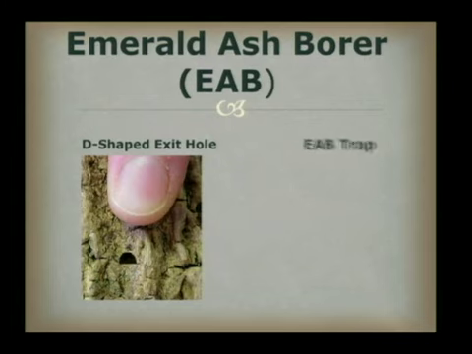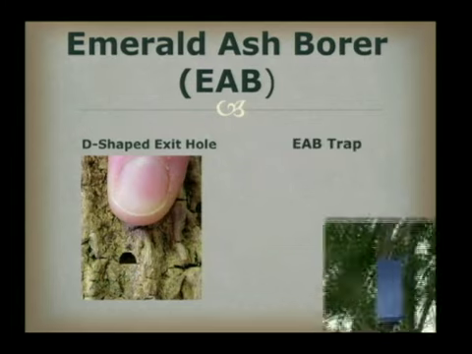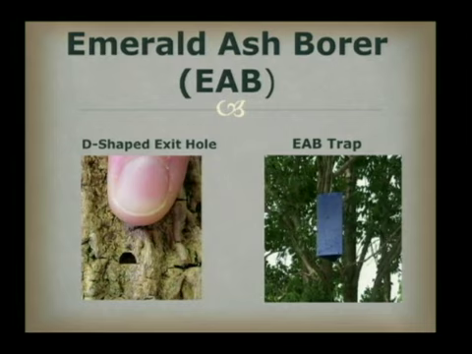So what we've been doing is we've been using traps to monitor this insect. And you've probably seen these purplish traps on trees in the summertime. Those purplish traps are methods that we use to monitor this insect to see if it's in the area. But if you do see anything that looks like the emerald ash borer on your property, you must contact the Department of Environmental Conservation immediately.